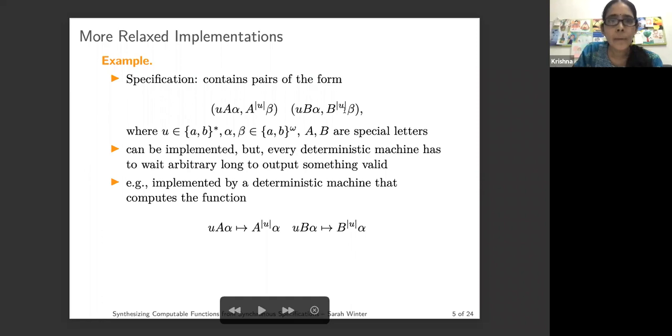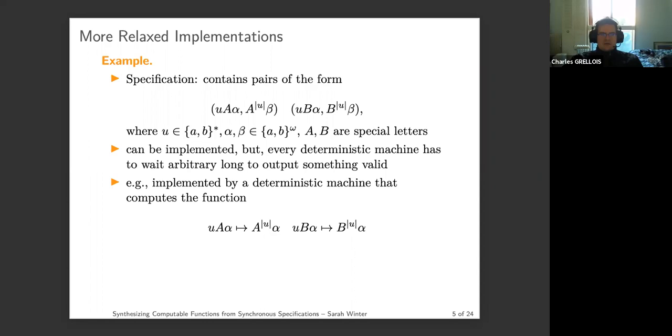Sarah, sorry to interrupt. I see a question. So Sanjeeva, you have a question? I see your hand raised. Sanjeeva? You should allow him to speak. Yep.